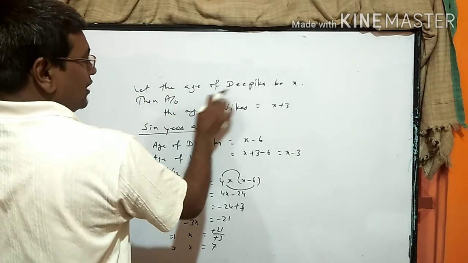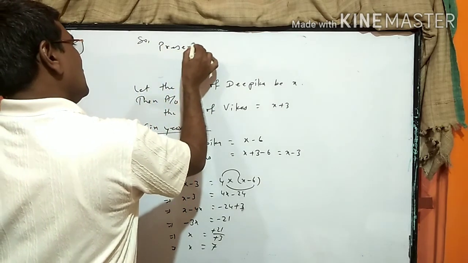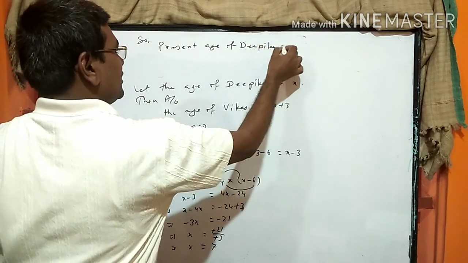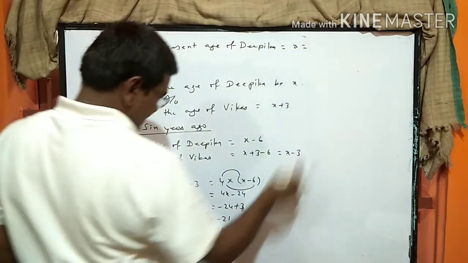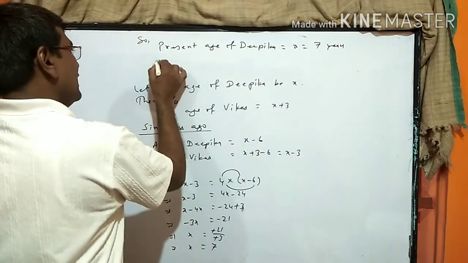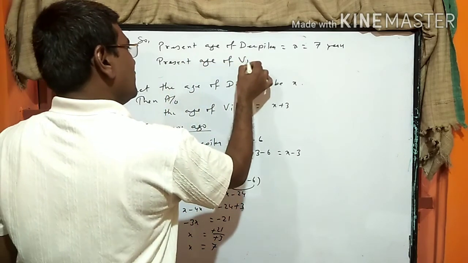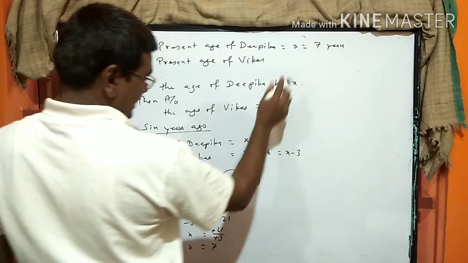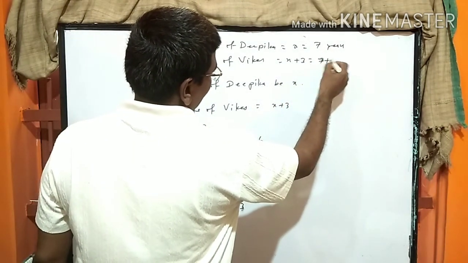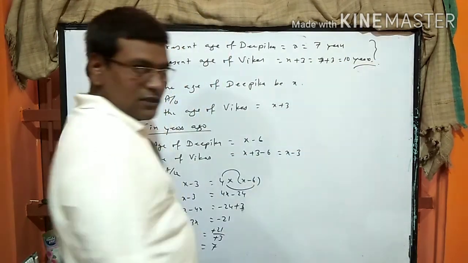So present age of Deepika equal x, and x is equal to 7. 7 years. And present age of Vikas: x plus 3. x is 7, so 7 plus 3 equal 10 years. This is your final answer.